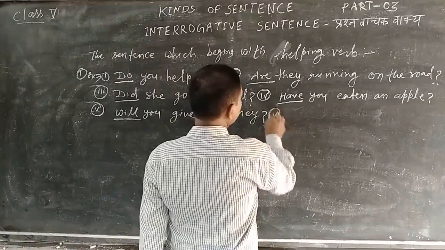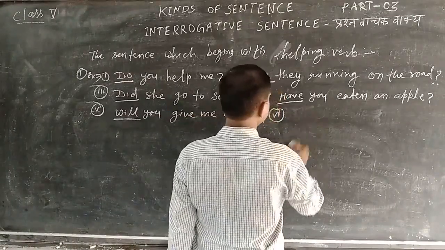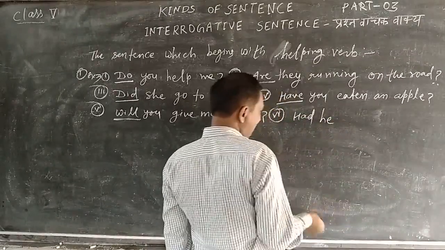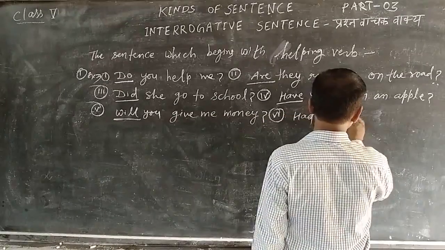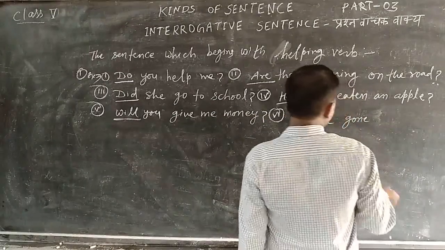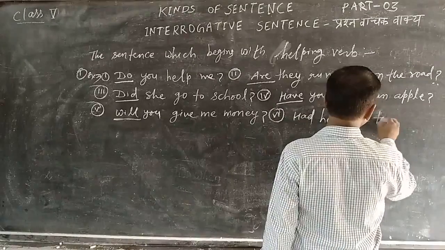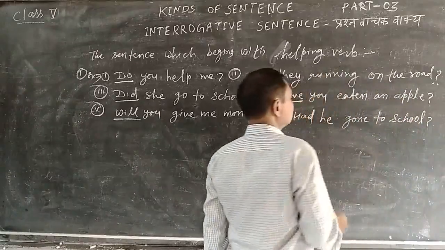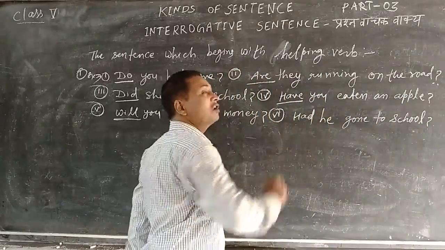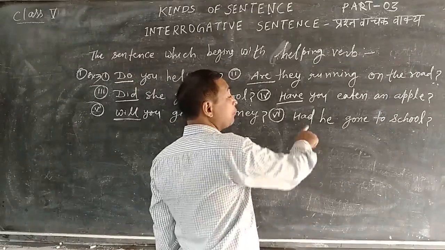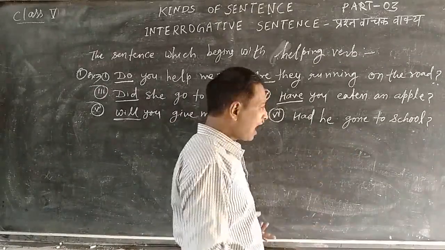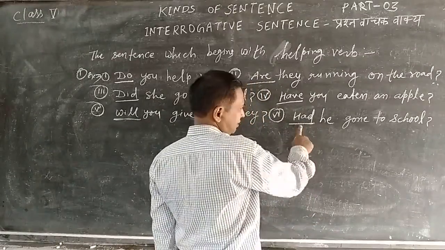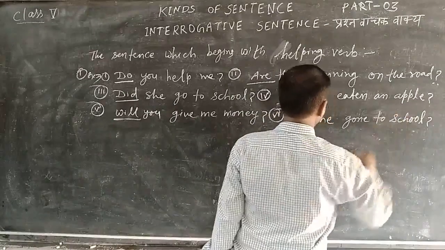In the sixth example, had he gone to a school? Had he gone to a school? This sentence begins with helping verb had and ends with a question mark.